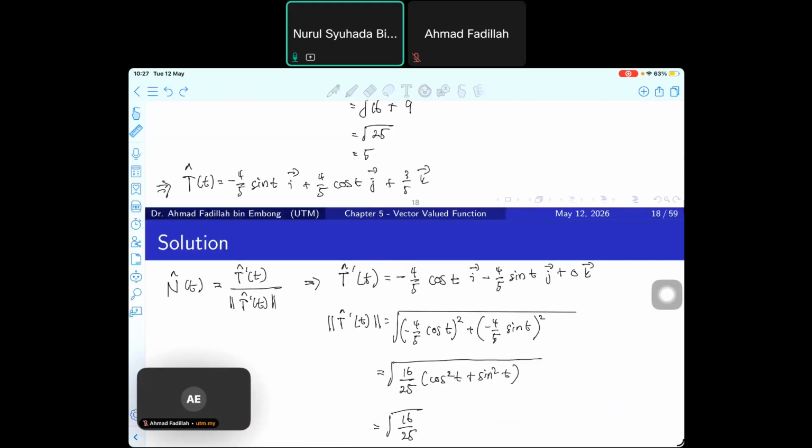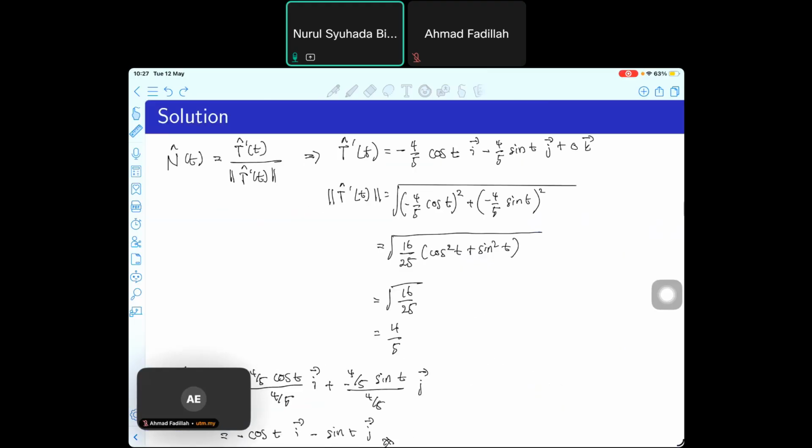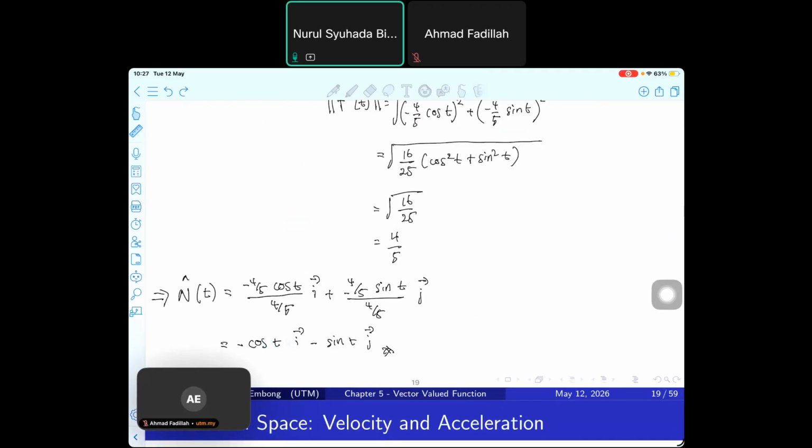Of course, based on the question, you need to replace t with pi. So again, replace t here with pi, and in the end, after replacing the value t equal to pi, you will get i. The j component is equal to 0.